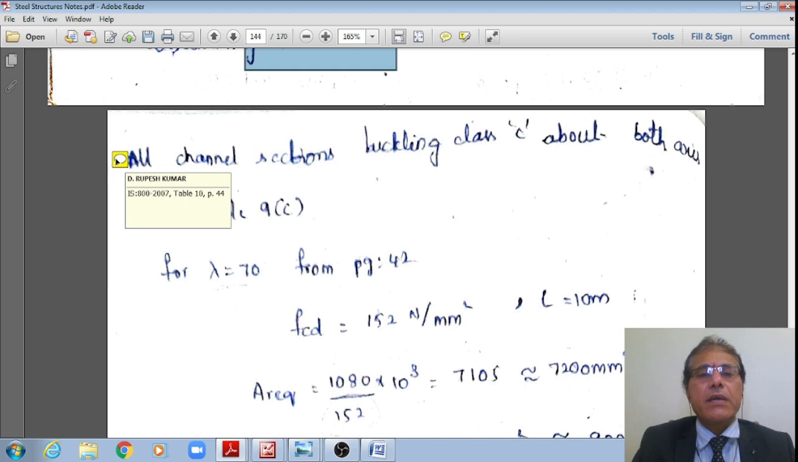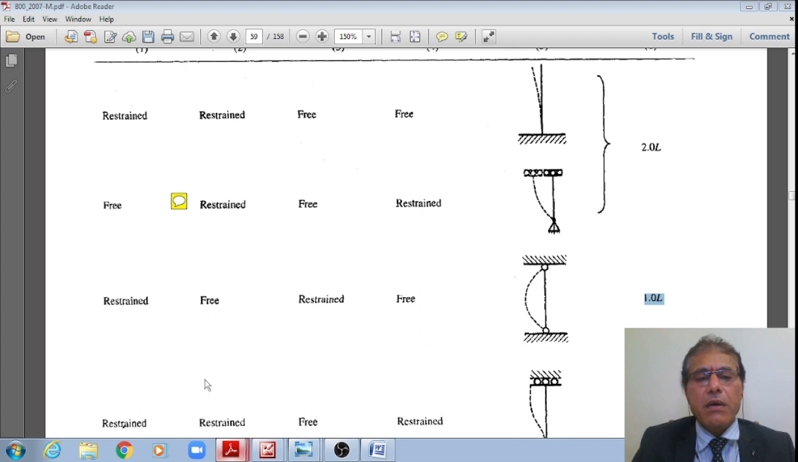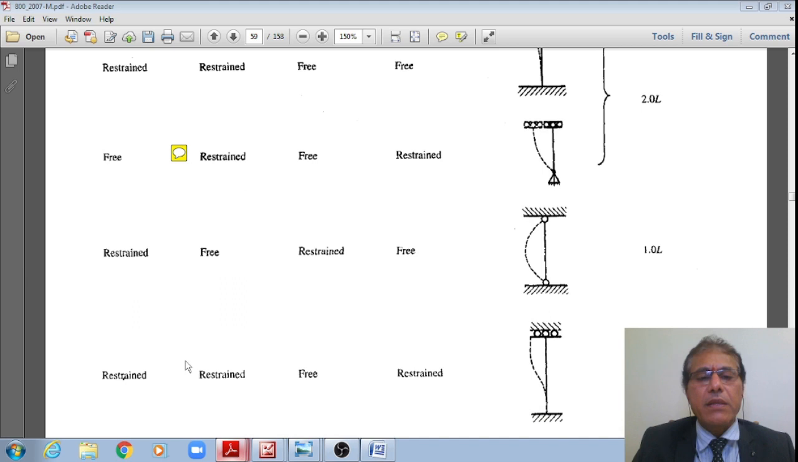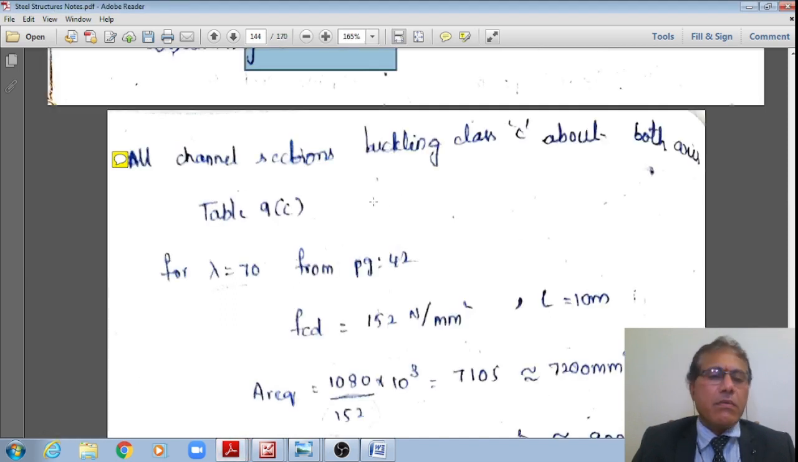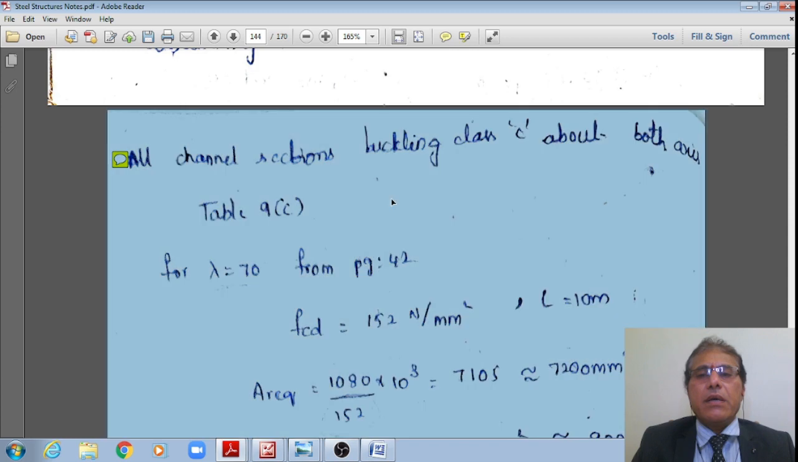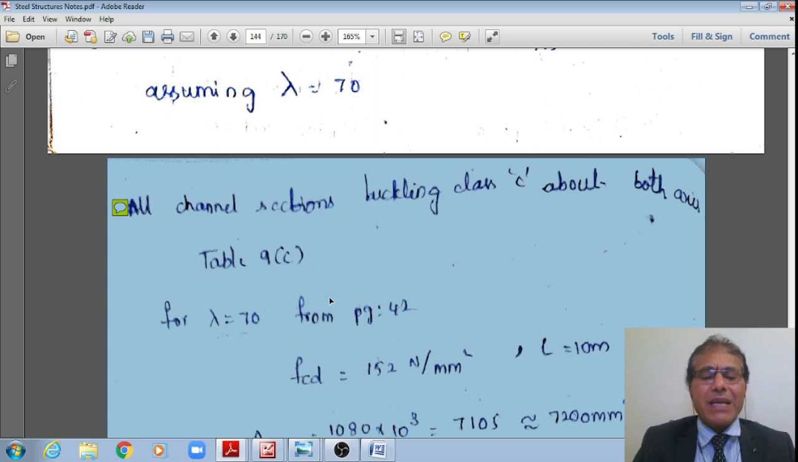Therefore, if I go to table 10 of page 44, I am there in that page number 44. From this, now I have to have the effective length. Effective length is already 1. That is already taken care of. And even coming to the top, this channel is the buckling class C.